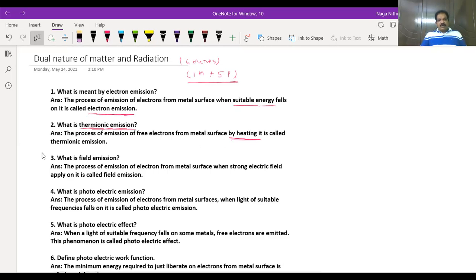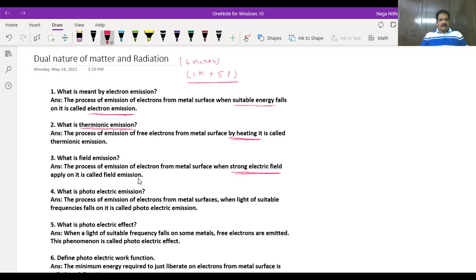Next, the third question: what is field emission? The process of emission of electrons from a metal surface when a strong electric field is applied on it is called field emission. So when a strong electric field is applied on a metal surface, if electrons come out from the metal surface, that is called field emission.